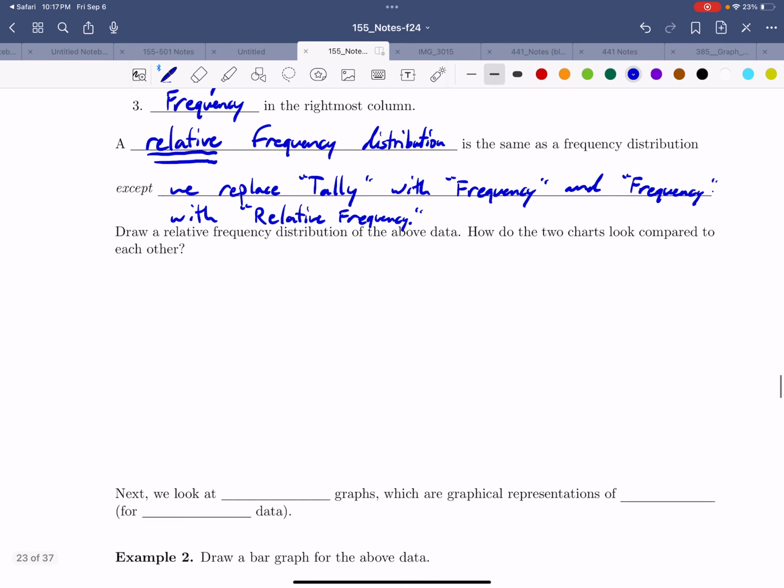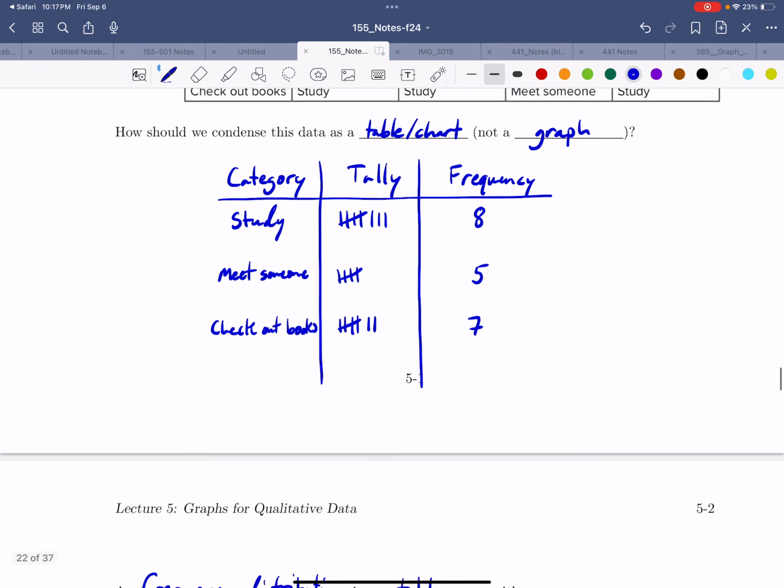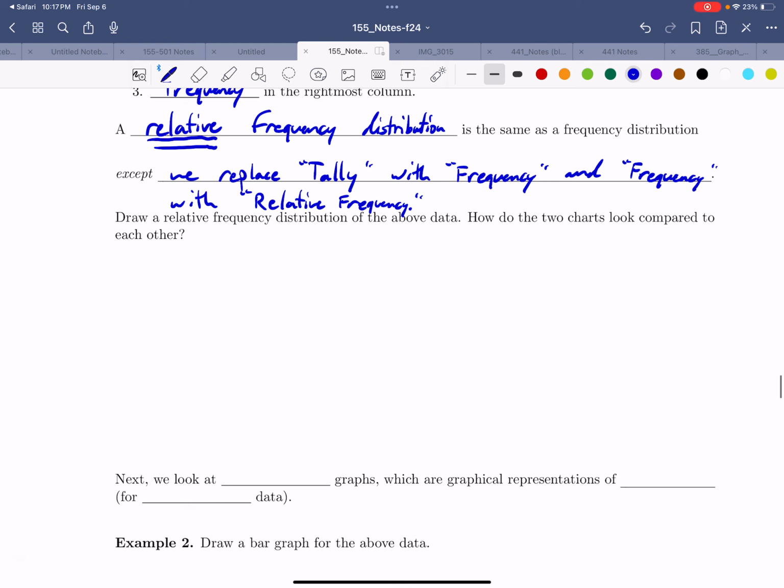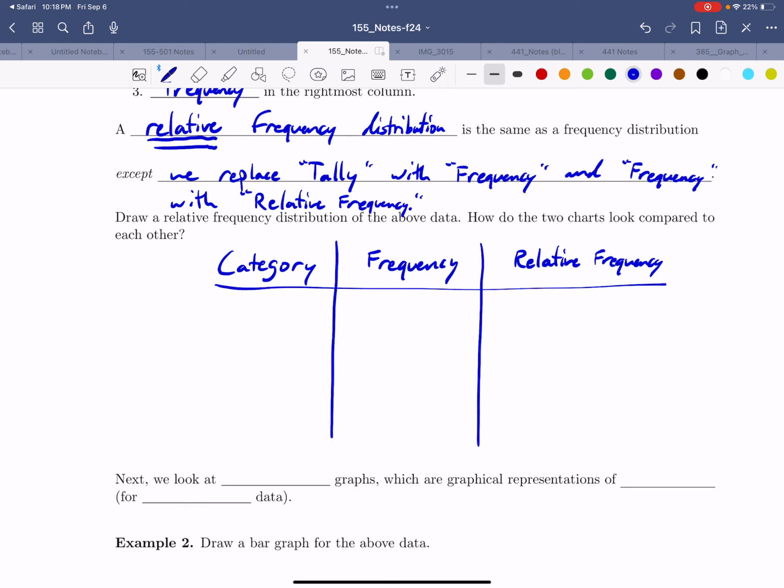So if we draw a relative frequency distribution, remember, this is what we had before. We're still going to have category on the left, but then instead of tally, we're going to have frequency. And then on the right, we're going to have relative frequency. Sure enough, the categories are going to be the same. Study, meet someone, and then check out books.